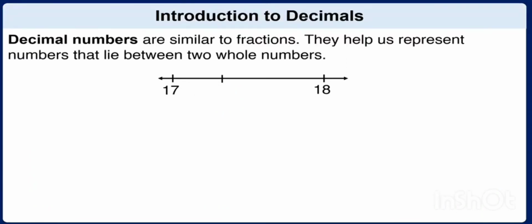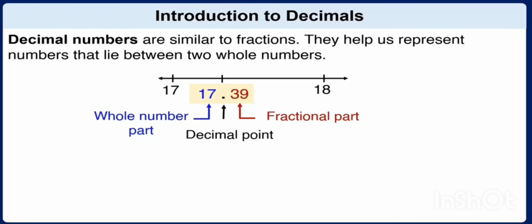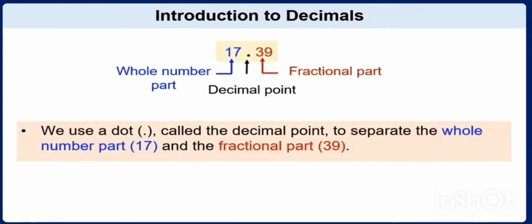Decimal numbers are similar to fractions. They help us represent numbers that lie between two whole numbers. 17 39/100 is the same as 17.39. Here, 17 is the whole number part and 39 is the fractional part. We use a dot called the decimal point to separate the whole number part, which is 17, and the fractional part, which is 39.